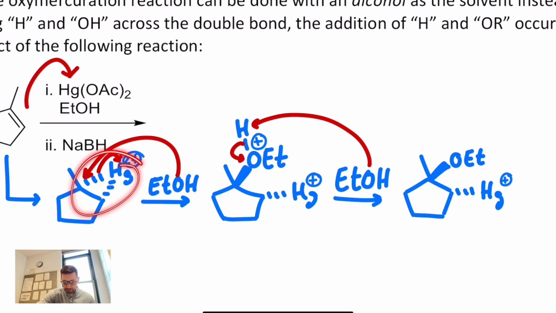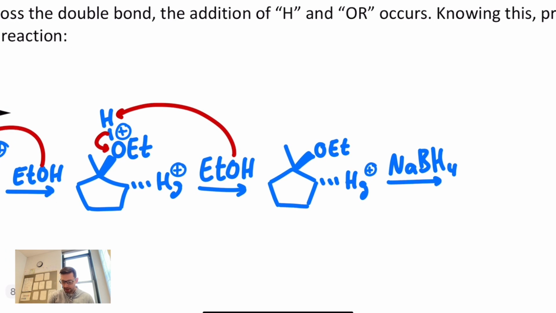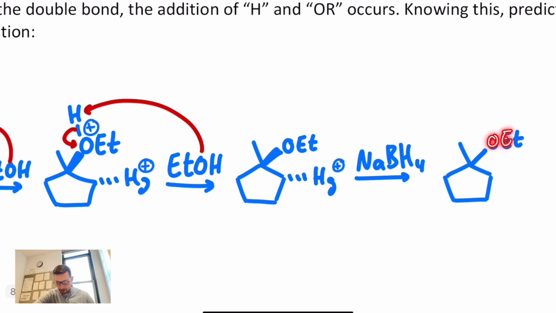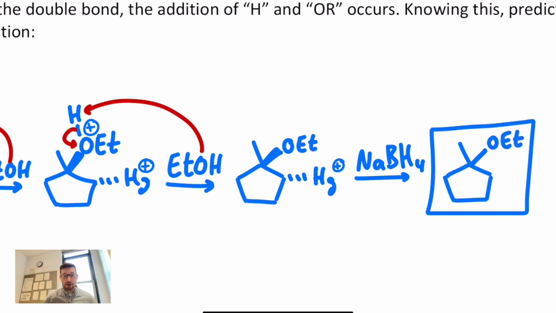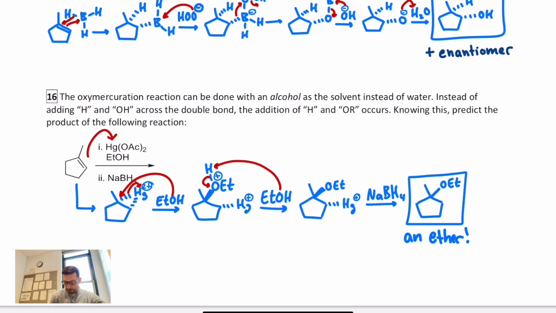But just as we saw before, the sodium borohydride will reduce that mercury, and you get a new O-ethyl attached to the more substituted carbon, which is actually an example of an ether. You now know how to make an ether. I think that's the first time we've seen this since acid-base SN2 days back in the previous unit.